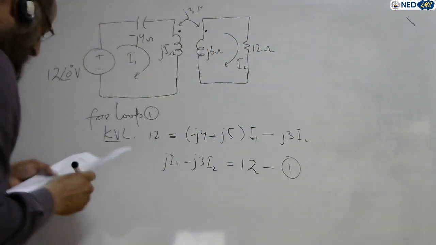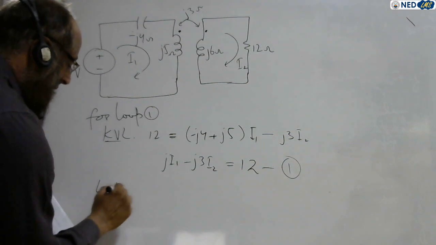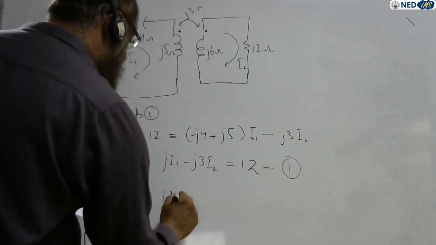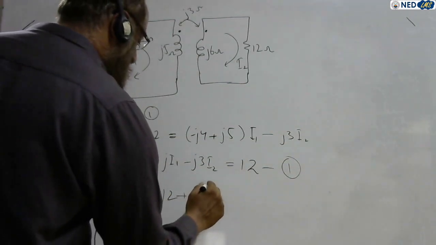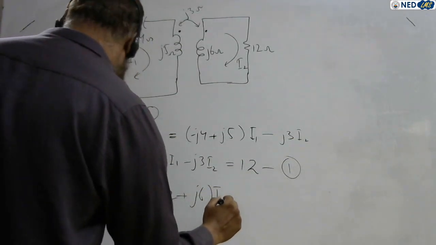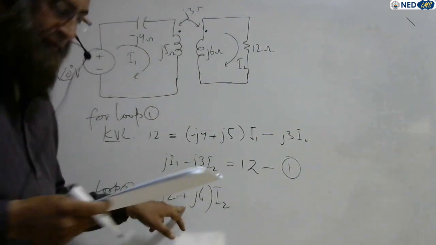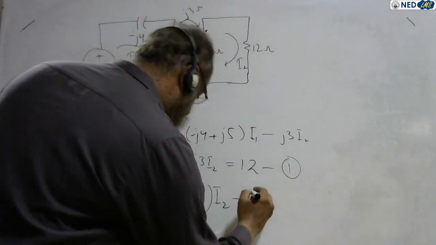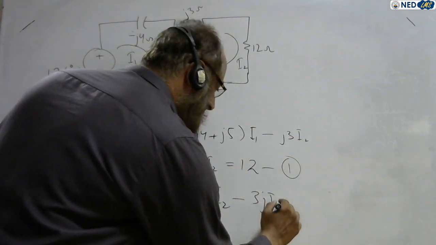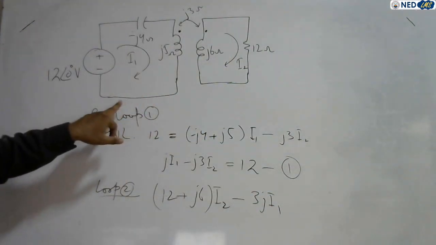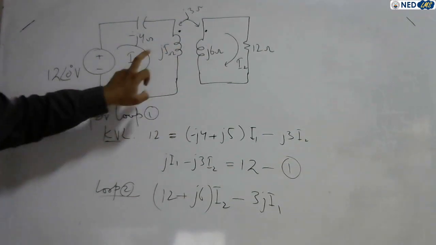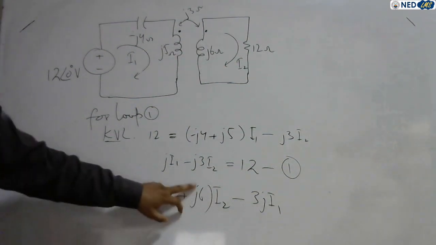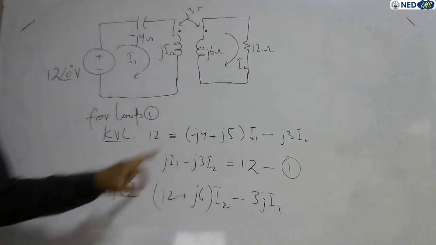This is equation 1. Now come to equation 2, the KVL equation for loop 2. What is the KVL equation for loop 2? We have 12 plus J6 times I2, because it is loop 2, so this is the self term. What is the mutual term? It is again minus J3, but now times I1, because of loop 2. The mutual is due to the change in current in the other coil. Vice versa, in loop 1 there was I2, and in loop 2 the mutual is I1.